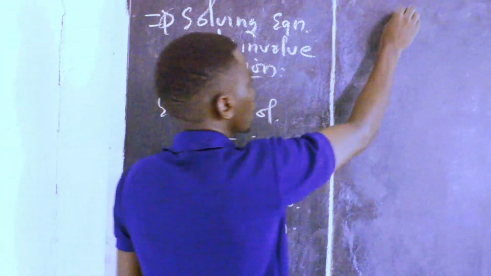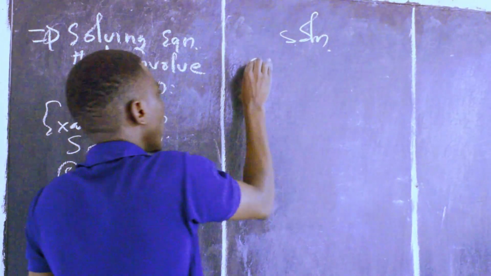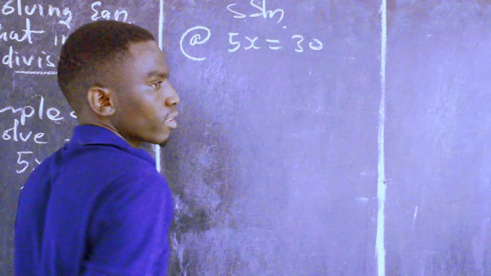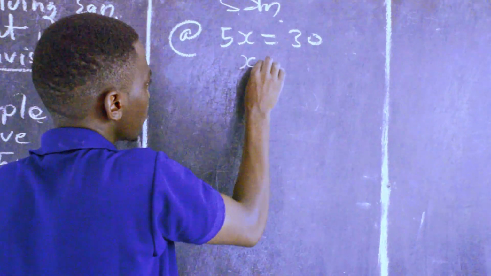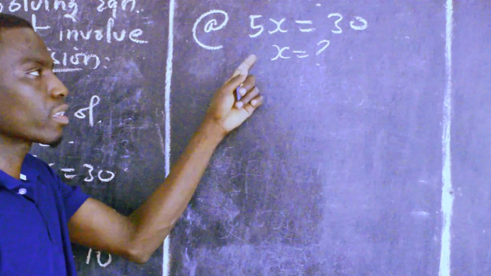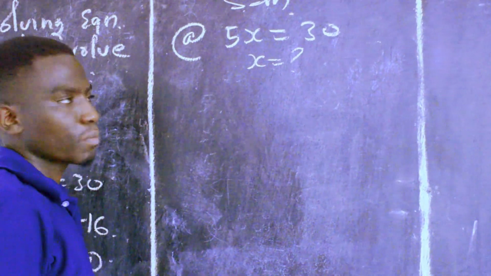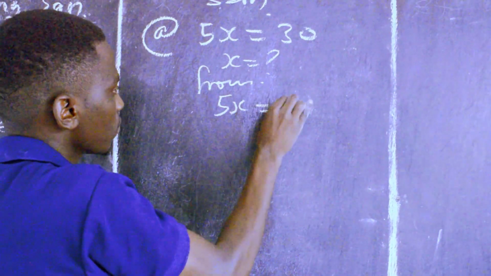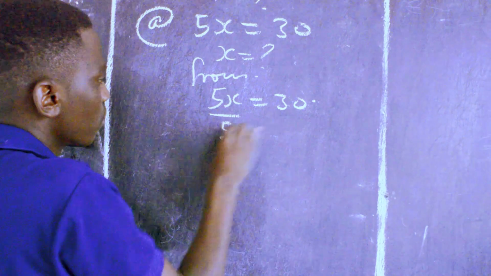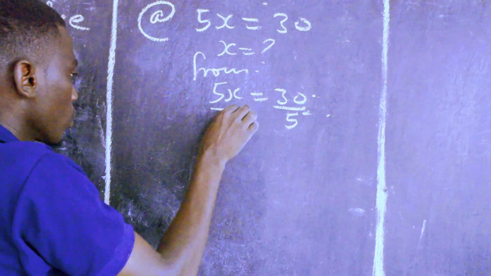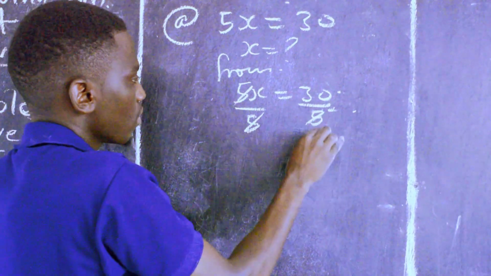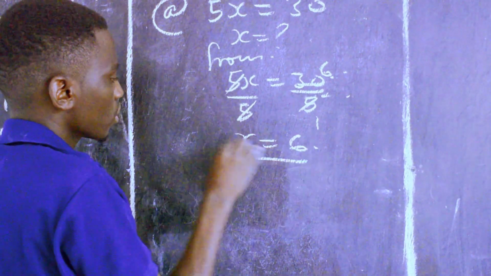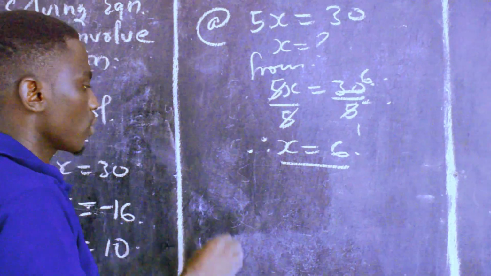Now we are solving. Solution. A, you are given 5x is equal to 30. We are finding here the value of x. This is an algebraic equation that involves division. So from the equation above, you have 5x is equal to 30. Here you divide by 5 on both sides. This and this cancel by 5, and 30 divided by 5 you get 6. So x will be equal to 6. This is the required value of x.